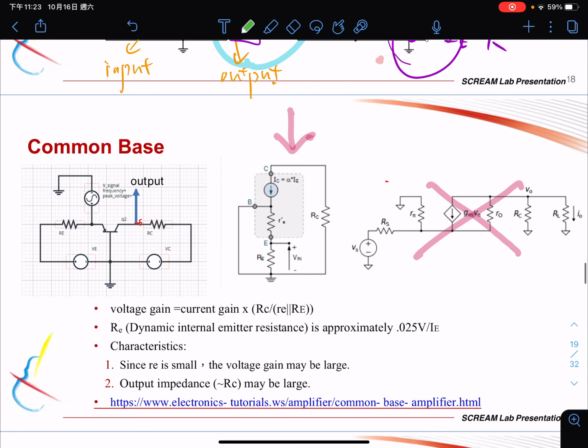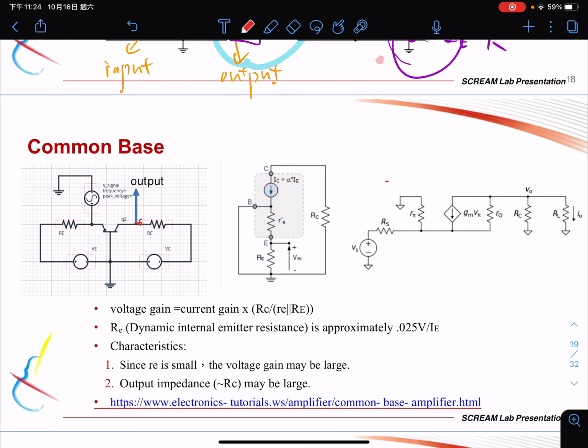I would like to explain to you the common base amplifier. I don't think that my previous explanation of the common base amplifier is good. So I want to make the other recording and explain it later.